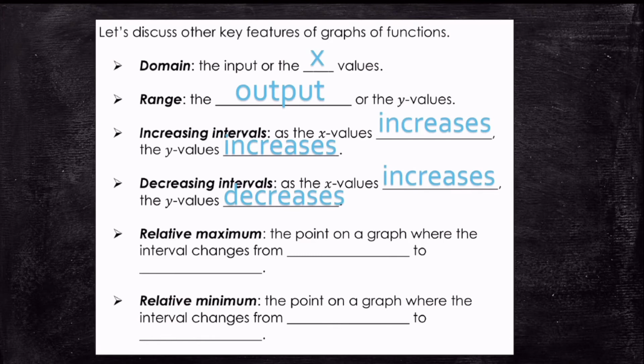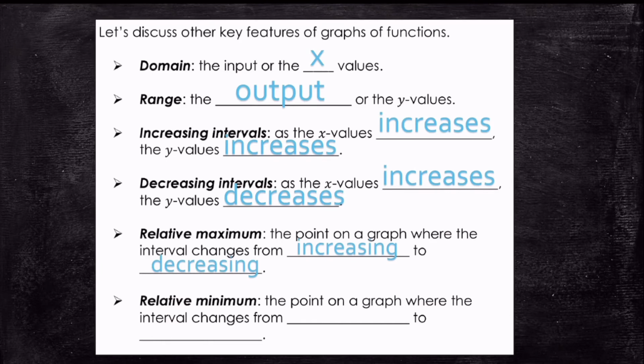Now, a relative maximum. So think about what a maximum is. It's the point on a graph where the interval changes from an increase, so we're going up, to a decrease, and then we're going to go back down. So think about when you're throwing a ball in the air. It's going to eventually hit its highest point, but then it's got to come back down. So your ball is increasing, it hits its maximum height, and then it comes back down and it decreases.